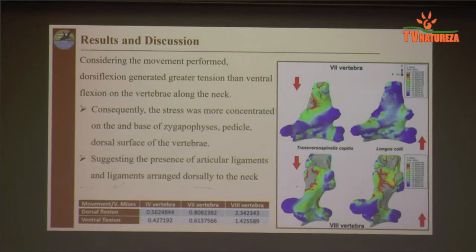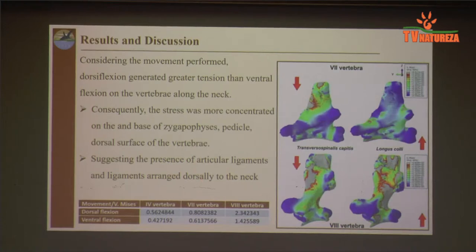Okay, considering the movement performed, dorsiflexion generated greater tension than ventral flexion on the vertebra along the neck. You can see in this table the difference between dorsiflexion movement and ventral flexion movement. Consequently, the stress is more concentrated in the base of the zygapophysis, the pedicle, this area here and here, and the dorsal part of the vertebra and the neural spine, suggesting the presence of articular ligaments in the joints, like the collateral ligament.